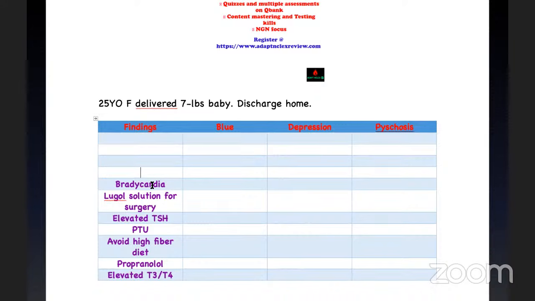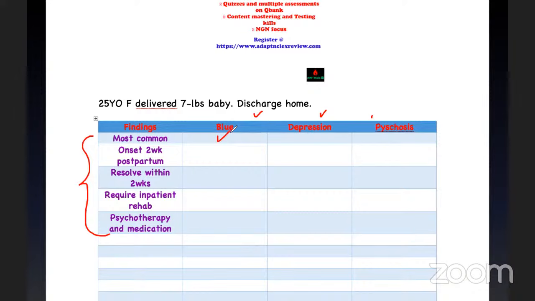I can tell you the most common one is postpartum blues. And then the onset resolves within 2 weeks. Which requires inpatient rehab and psychotherapy? First, let's start with who do you think we need to admit to the hospital, for psychotherapy, and figure out what is wrong with them? Who requires inpatient rehab? It's mostly patients who have psychosis. They have to be admitted.